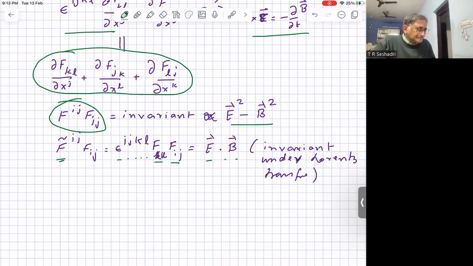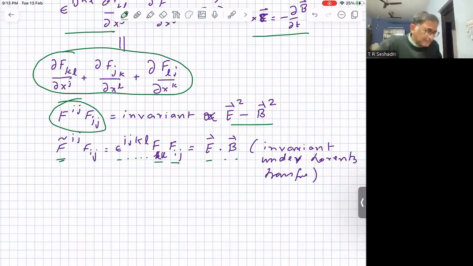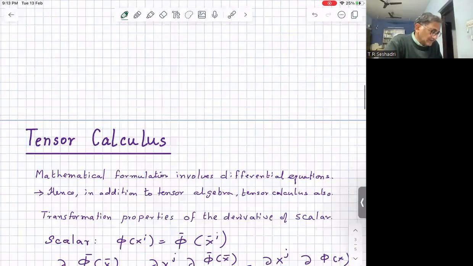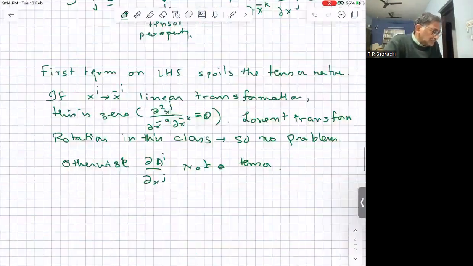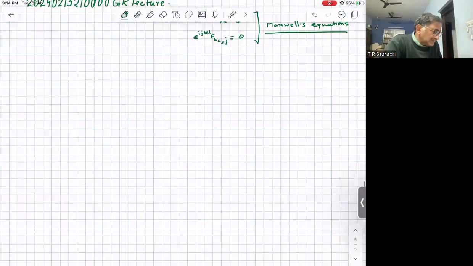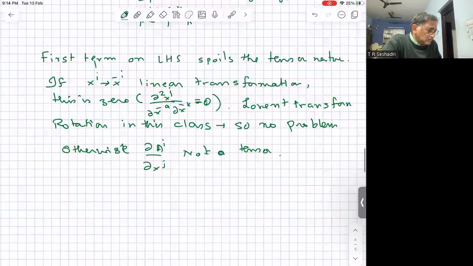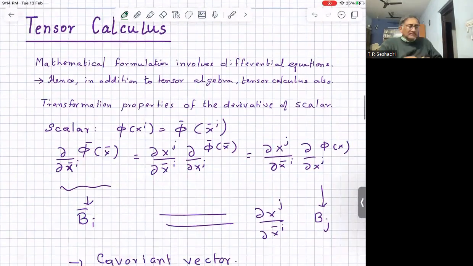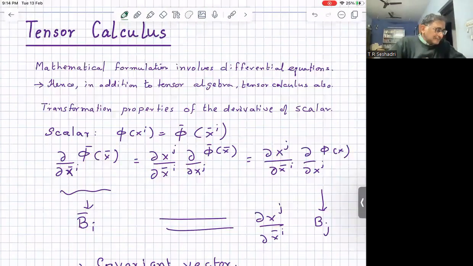Okay. Can you proceed? Right. So this is where we were. Now, we also started tensor calculus, and that is where I will now take the lead.